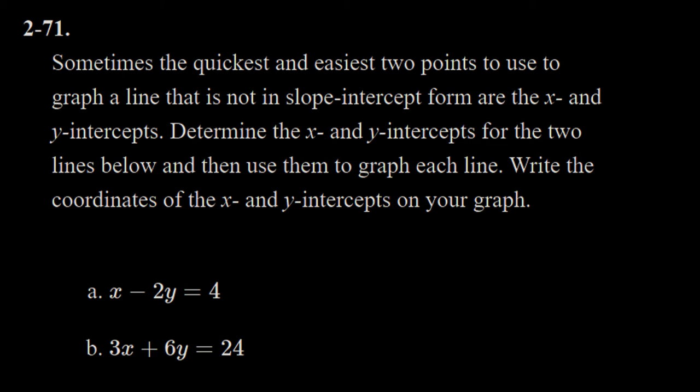So let's start with 71. Sometimes the quickest and easiest two points to use to graph a line that is not in slope-intercept form are the x and the y-intercepts. Determine the x and y-intercepts for the two lines below and then use them to graph each line. Write the coordinates of the x and y intercepts on your graph.